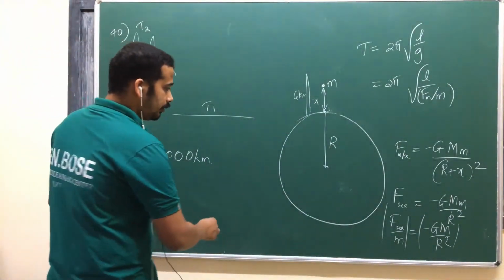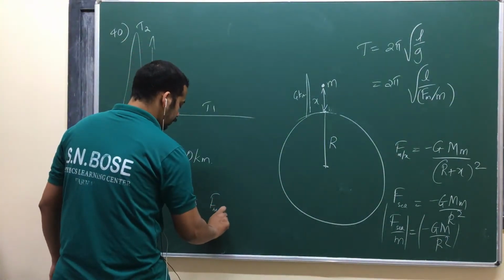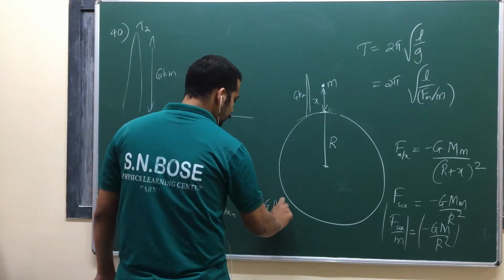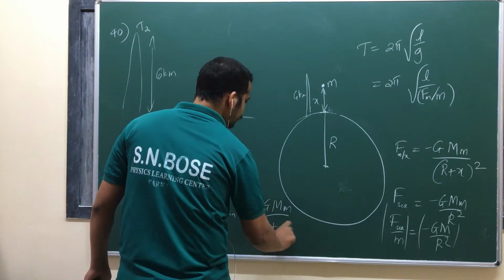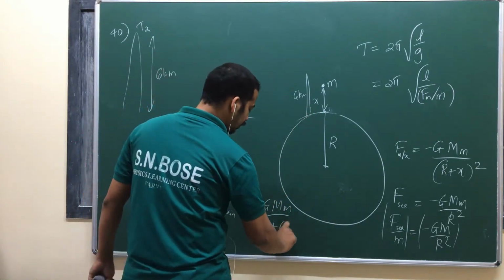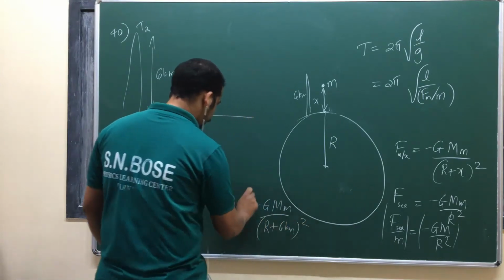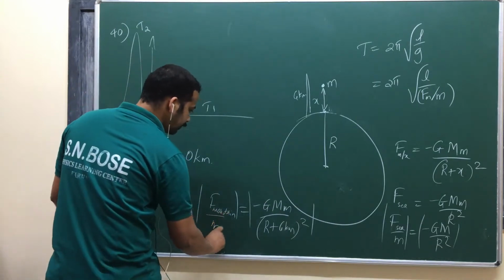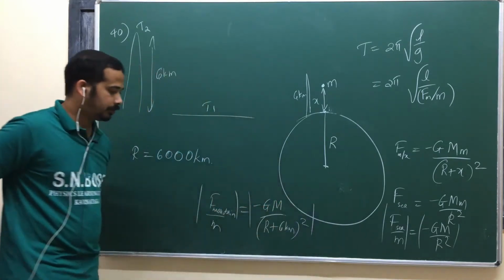And you need force at the mountain. That's equal to minus GM by r plus 6 kilometer, the whole square. This is also given in kilometer, 6 kilometer. Take the mod and divide by m.